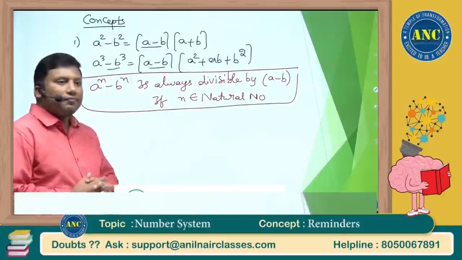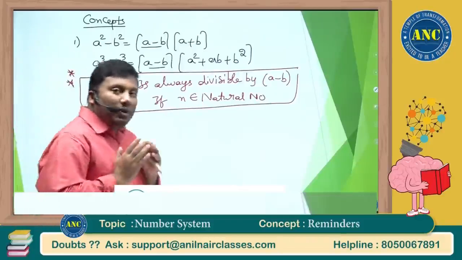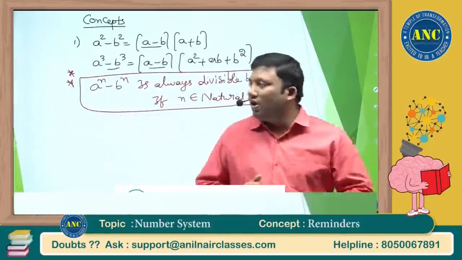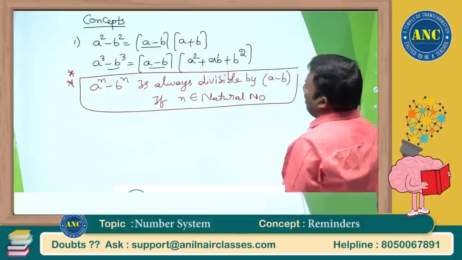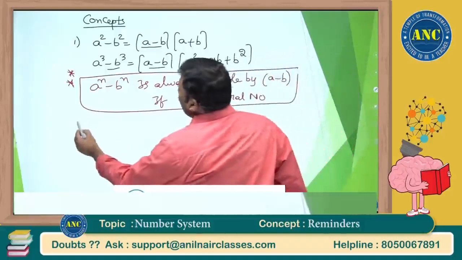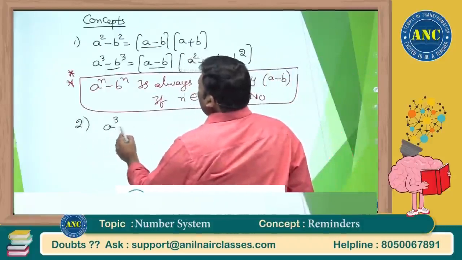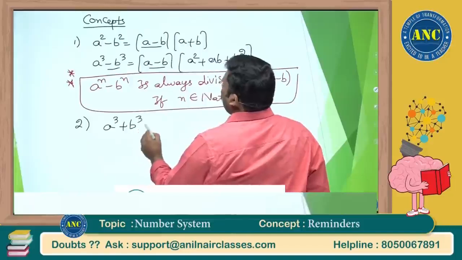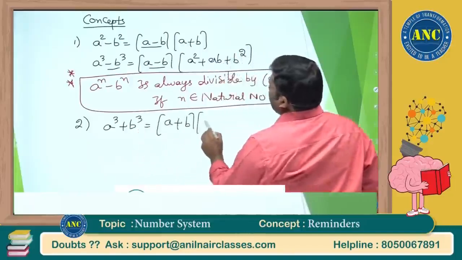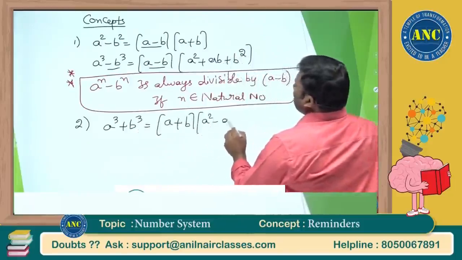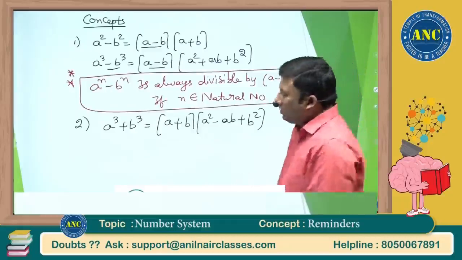Very, very important logic. A power n minus B power n is always divisible by A minus B as long as n is a natural number. Suppose, see here, A cube plus B cube is (A plus B) into (A square minus AB plus B square).